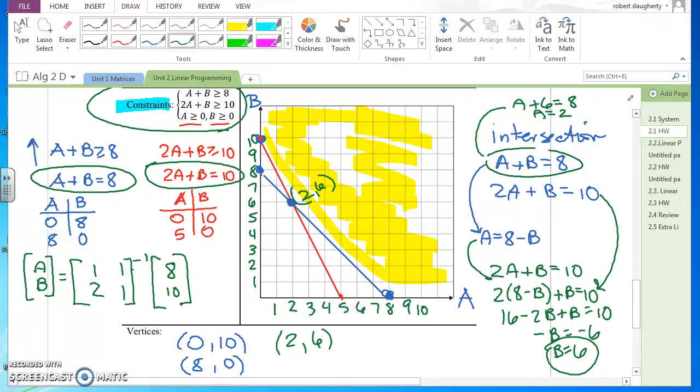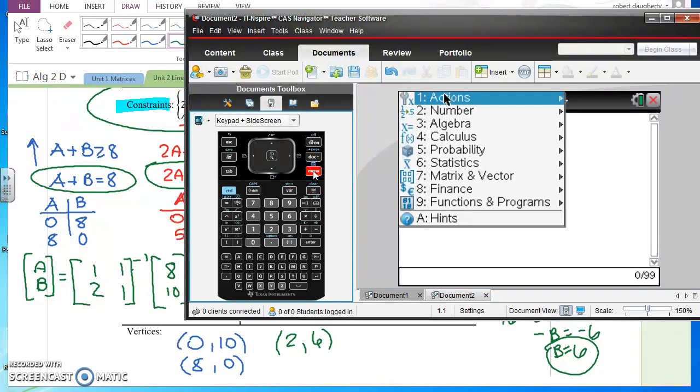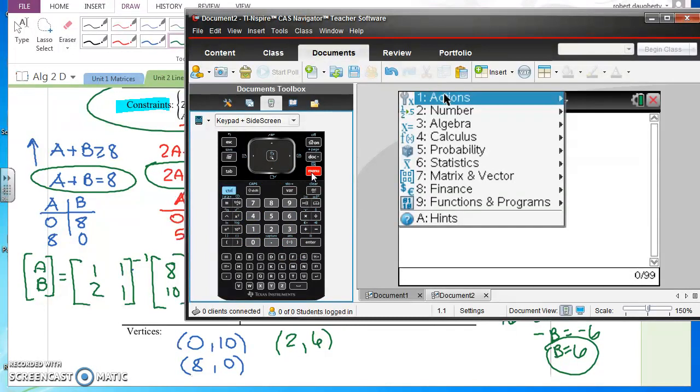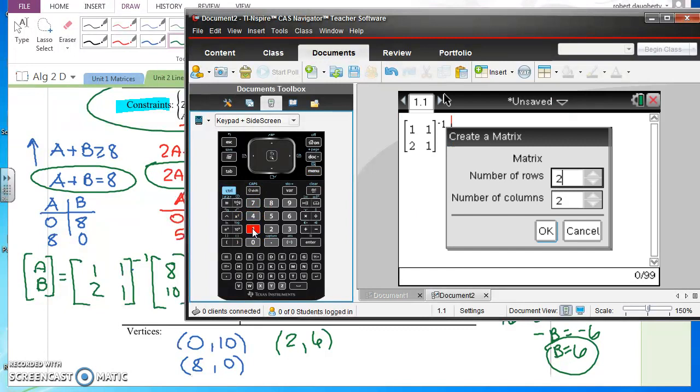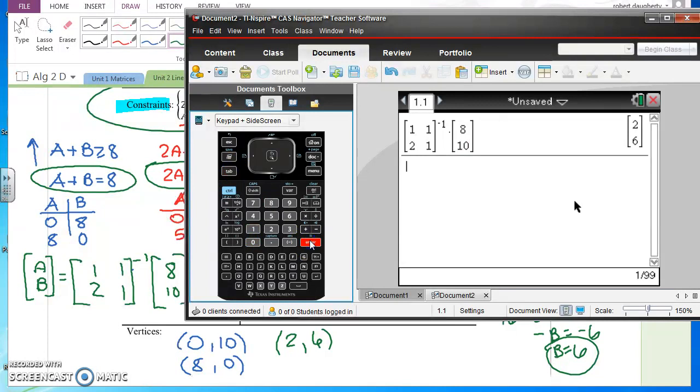So you'll have your calculator on this test. So you could certainly do that. I could say, let's solve that. So I will create a 2 by 2 matrix, and that's going to be 1, 1, 2, 1, inverse, times, and this is going to be a 2 by 1 matrix. So change the dimensions. So my 2 by 1 matrix is 8, 10. So 8, 10, and there I get 2, 6.